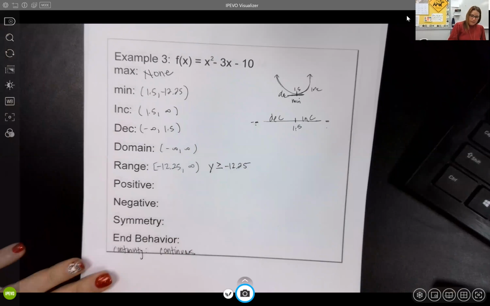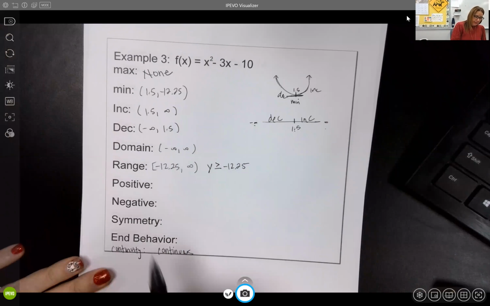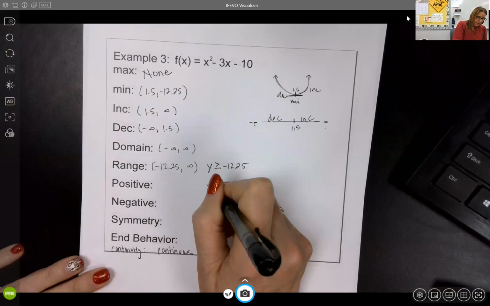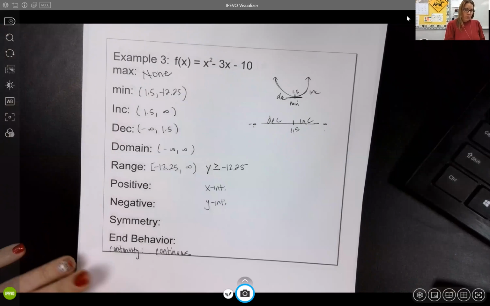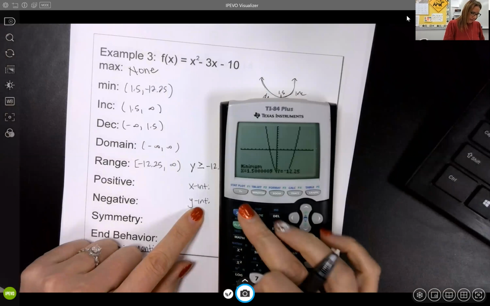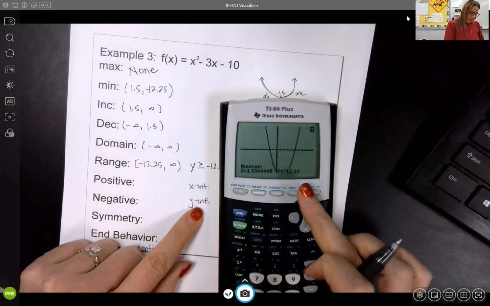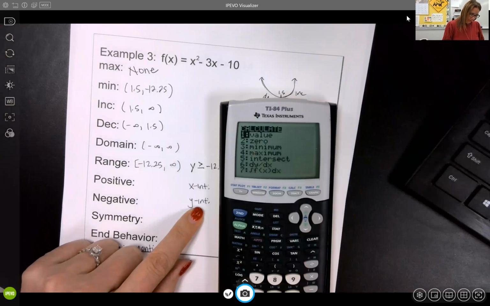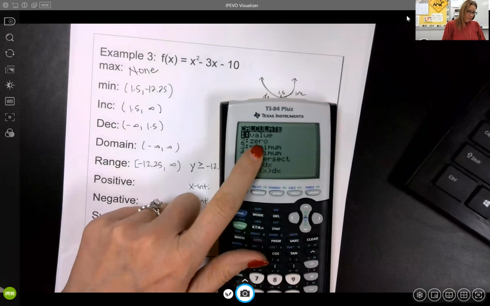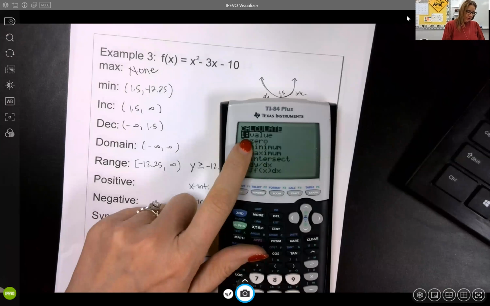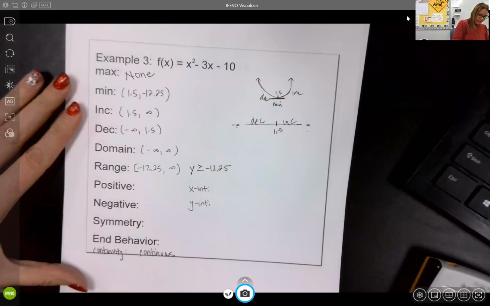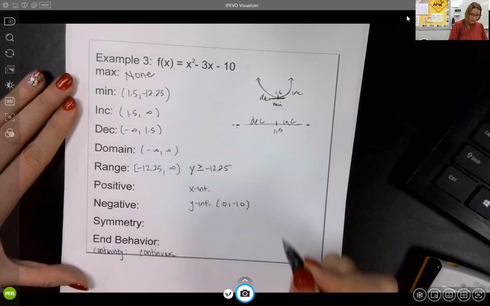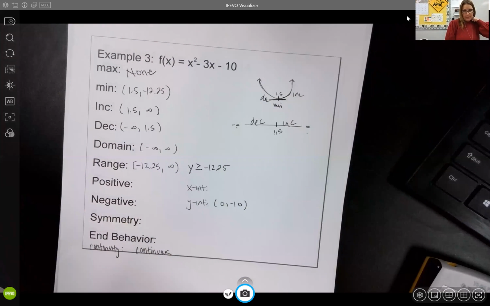Okay. Now this graph, I have to find my intercepts. So remember when we do our y-intercept, we're plugging 0 in for x. So second trace, zero is your x-intercept. Value is your y-intercept. So if I push value, it's going to let me plug in a 0 for x, and I get negative 10. So the y-intercept is 0, negative 10. And the x-intercept, you can do the x-intercept a couple of ways, okay? You can factor this.